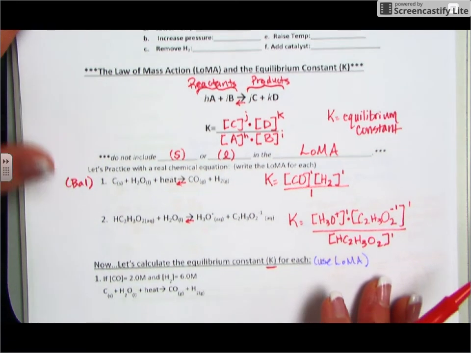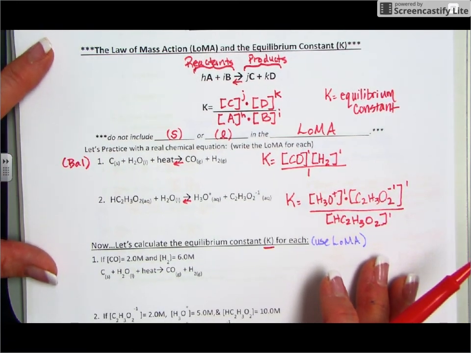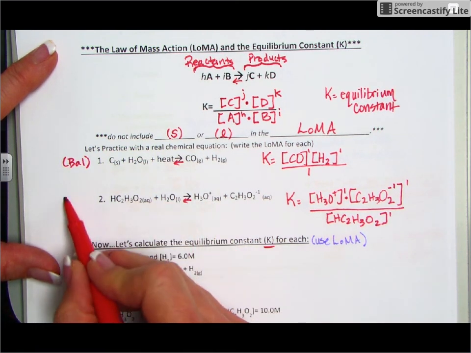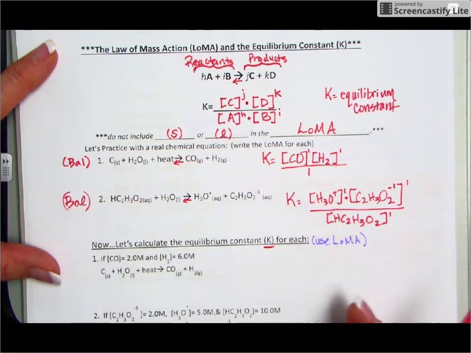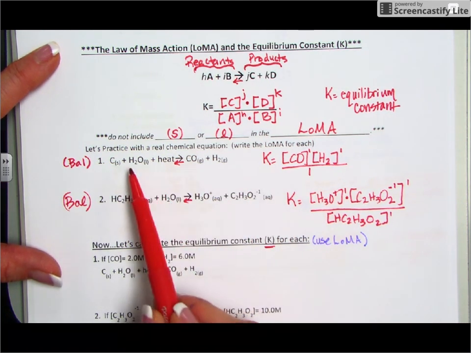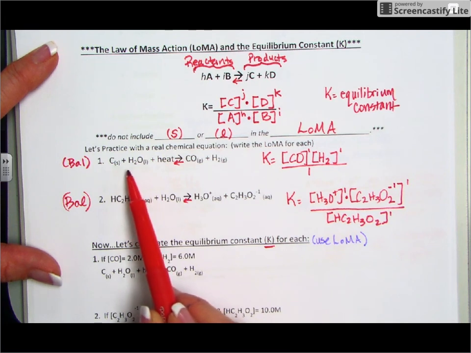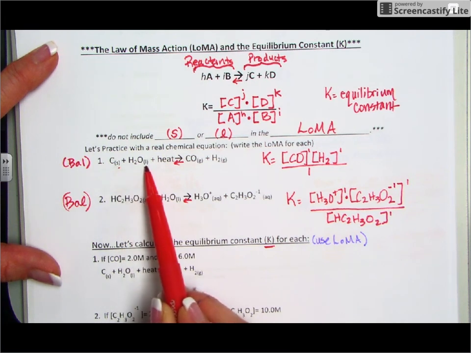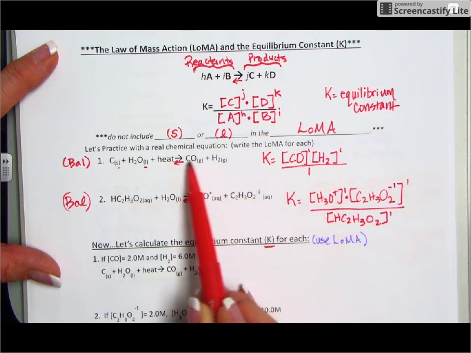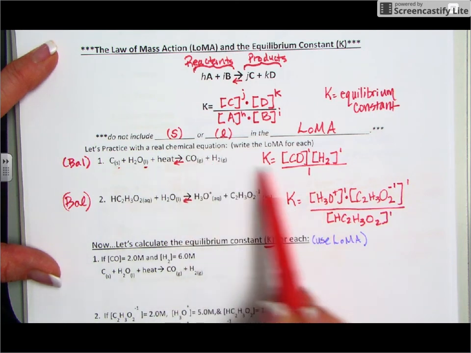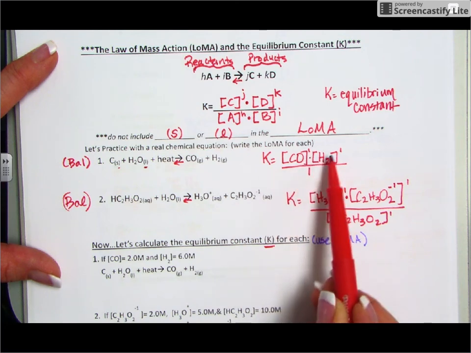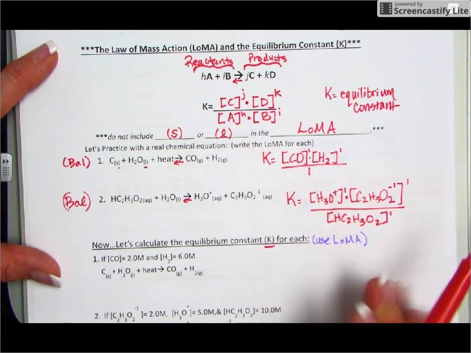So in the previous lesson, we had actually set up the law of mass action for both of the reactions we see here. Both of these were balanced equations. If you notice in number 1, we did not include the carbon or the water because that's a solid and that's a liquid. So notice I put a 1 here. The coefficients for both of the products were 1s. So it's concentration of carbon monoxide to the first power times concentration of hydrogen to the first power.